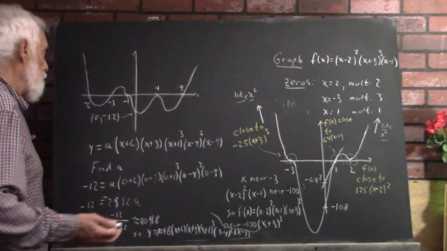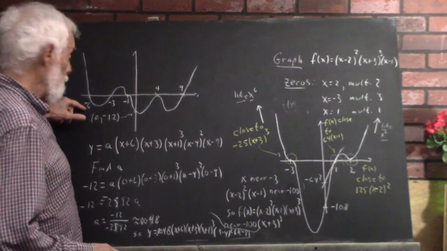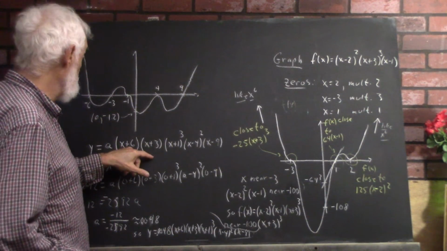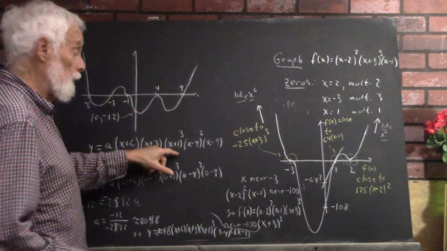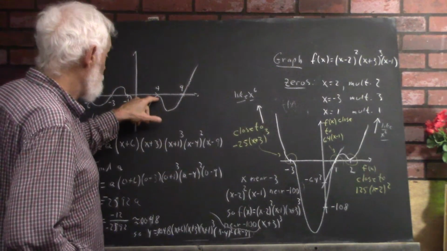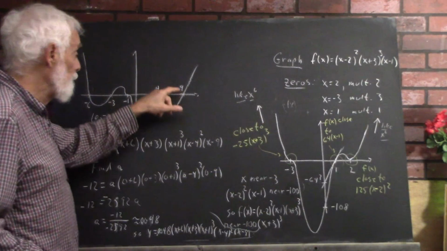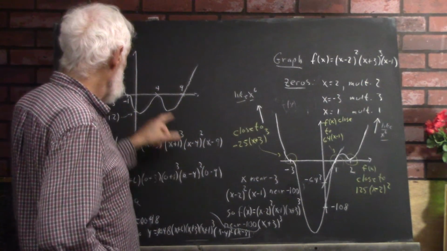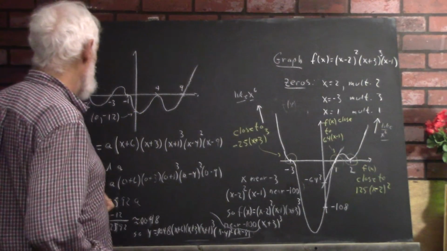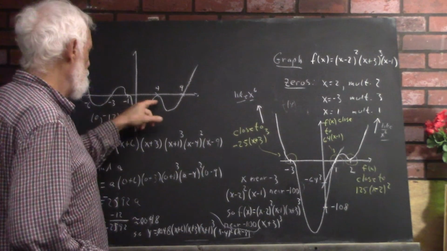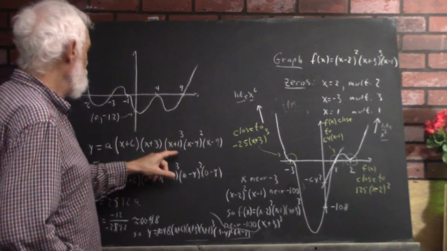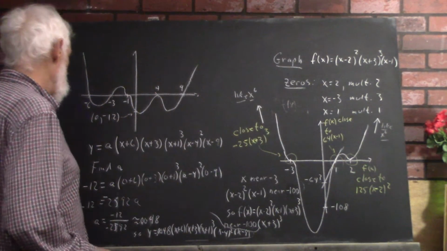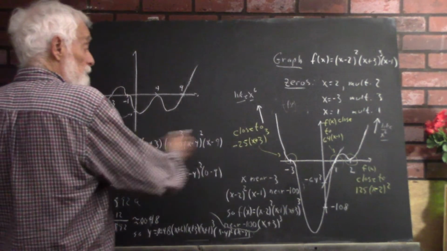So, what are our factors? To get a 0 at negative 6, we've got to have an x plus 6. To get a 0 at negative 3, we need x plus 3. To get a 0 at negative 1, we need x plus 1. To get a 0 at 4, we need x minus 4. To get a 0 at 9, we need x minus 9. This one and this one give you this one and this one with their multiplicities of 3 here and 2 here. Okay, so right there's our function.